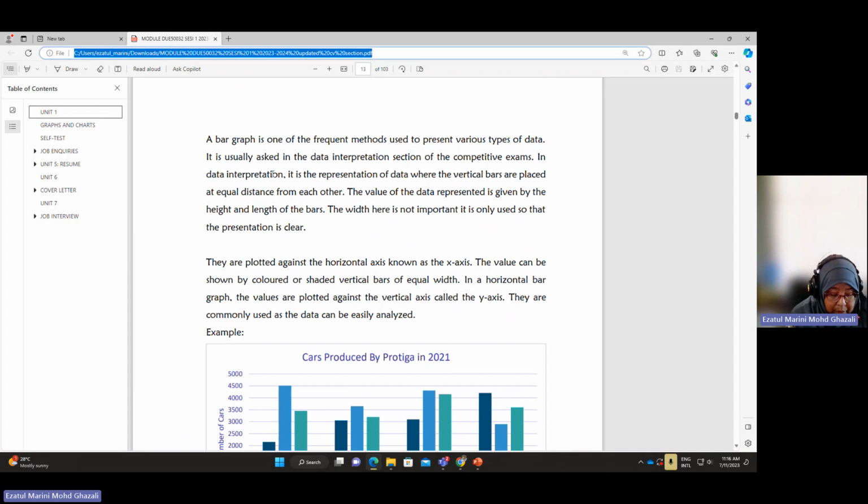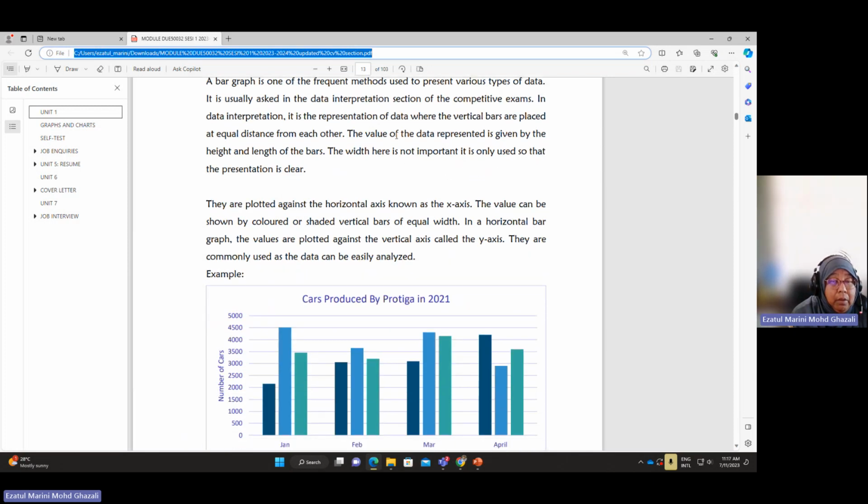A bar graph is one of the frequent methods used to present various types of data, all right? It is usually asked in the data interpretation section of the competitive exam, all right? It is the representation of data where the vertical bars are placed at equal distance from each other, and the value of the data represented is given by the height and length of the bar. So we're not looking at the progression or the direction of the line, but we are looking at the height and the length of the bar.